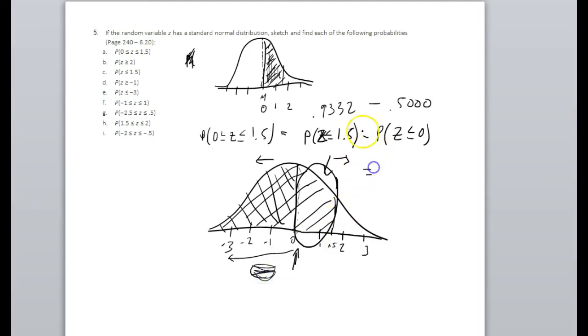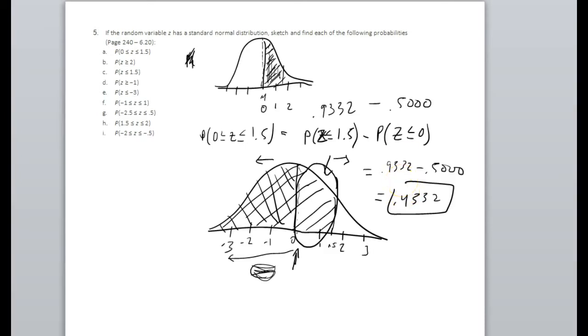Okay? So we minus these from each other, 0.9332 minus 0.5000 is equal to 0.4332, and that's our answer. So that's the probability that z falls between 0 and 1.5 is 0.4332.